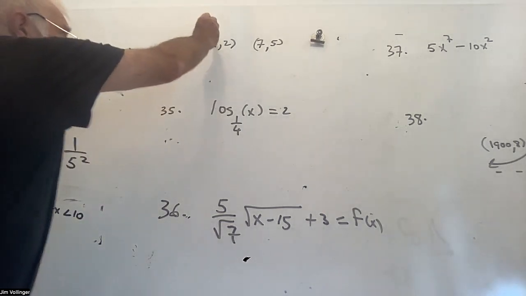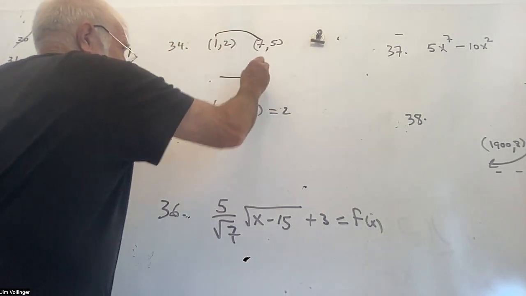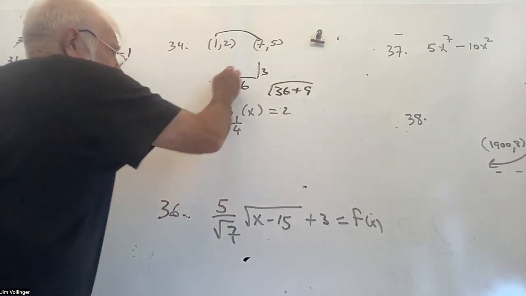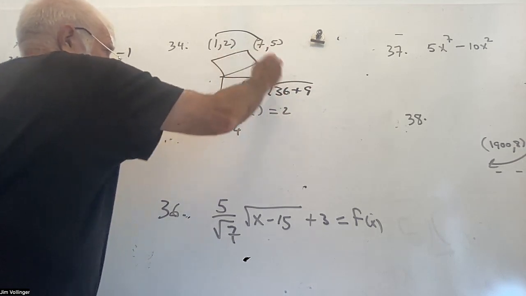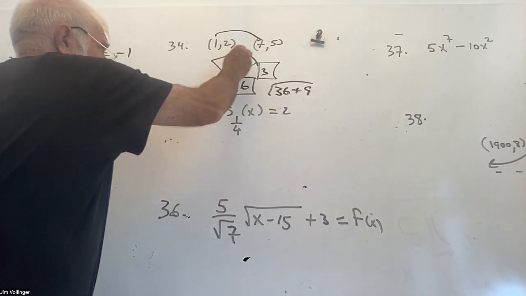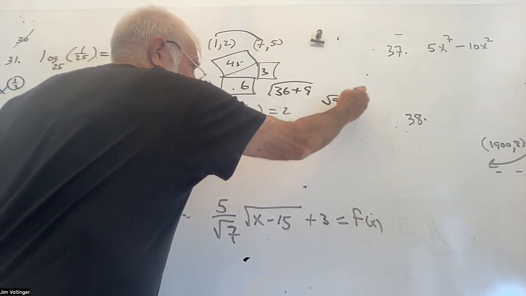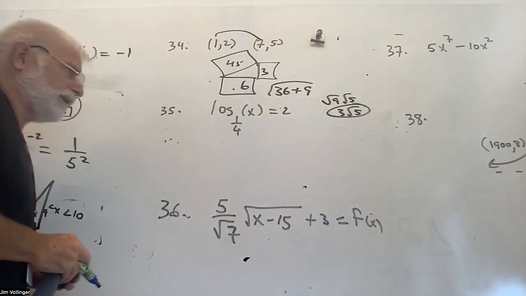All right, so 1 to 7 is a change of x of 6. 2 to 5 is 3. Okay, well, there's 36 plus 9, under a square root, right? I'm just doing Pythagoras. There's your 36. There's your 9. There's your 45. There's your square root of 45, which is the square root of 9 times the square root of 5. I suppose we could say 3 root 5 is the final answer.